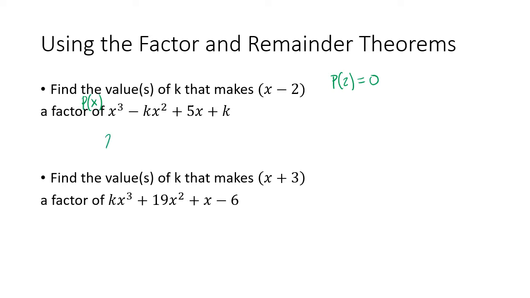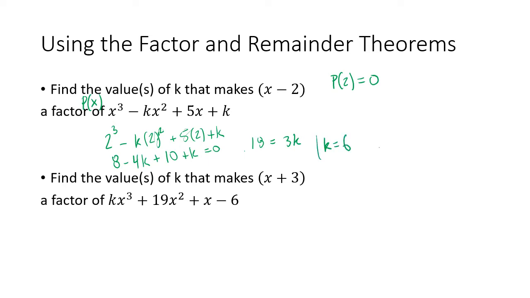So we'd have 2 cubed minus k times 2 squared plus 5 times 2 plus k, and we'd have 8 minus 4k plus 10 plus k equals 0. So if we move all the k's to one side and leave the 18 on the other side, we'd have 18 is equal to 3k. Did I do this wrong? No, I didn't. So k would be 6. So 6 is the value for k that makes that work.